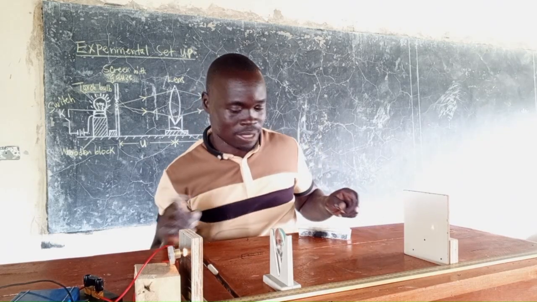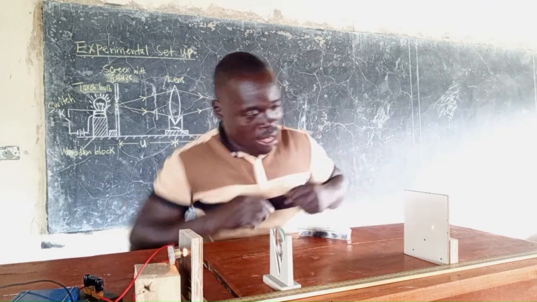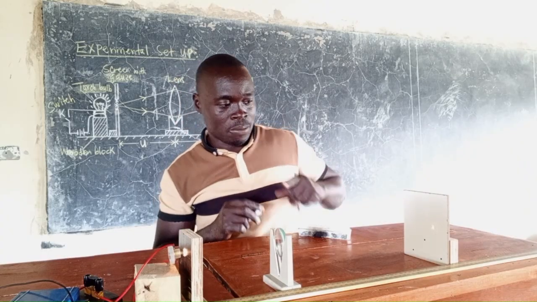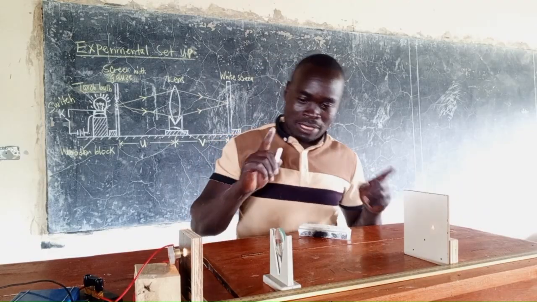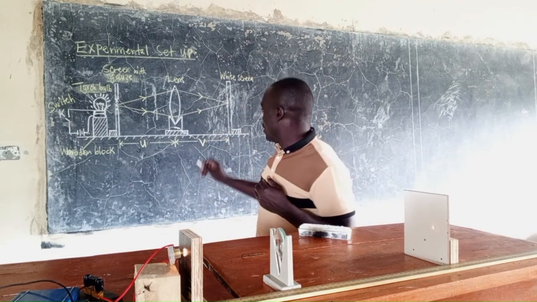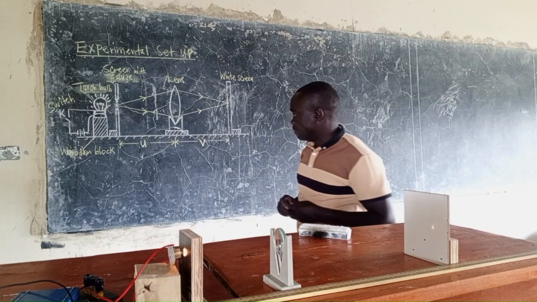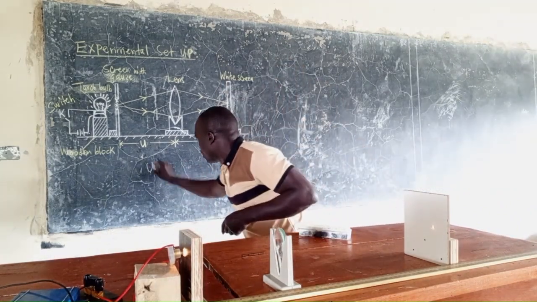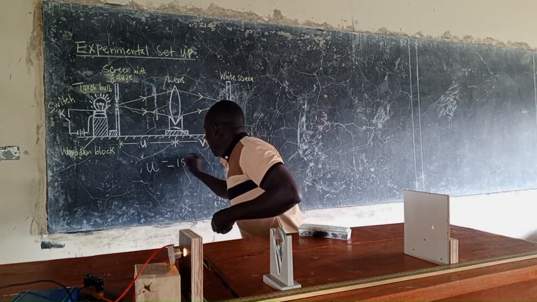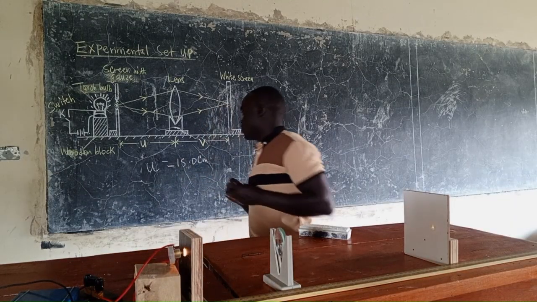I think that is the distance. So now we are able to see the wire gauge there. Now that we are able to see the wire gauge clearly, we shall be able to get the distance V. And how do we get this distance V? We have already put our object distance U equal to 15.0 centimeters.